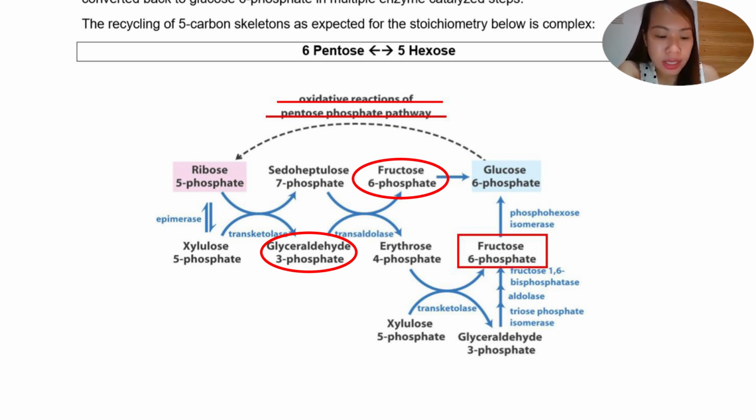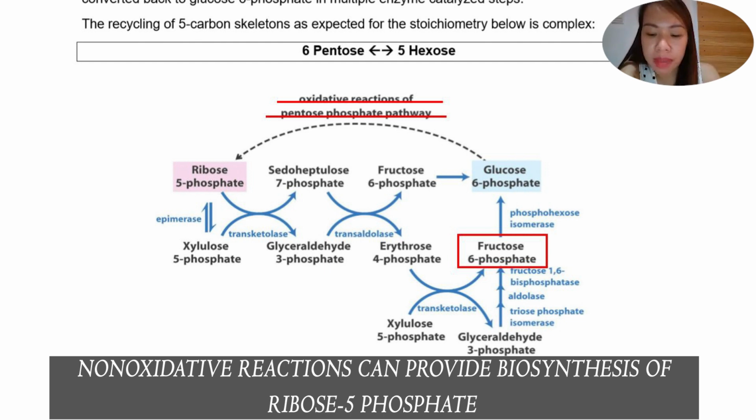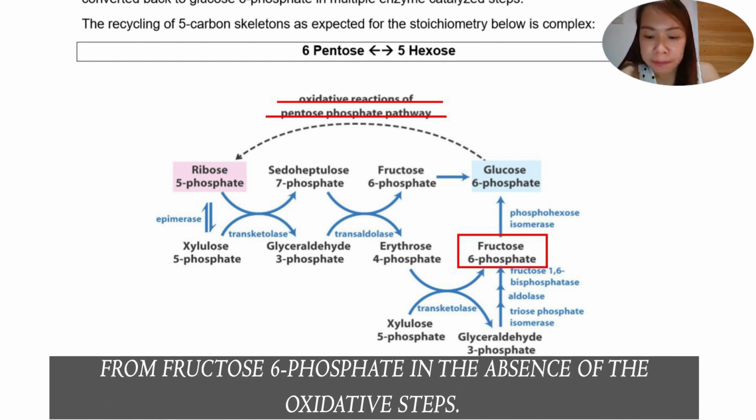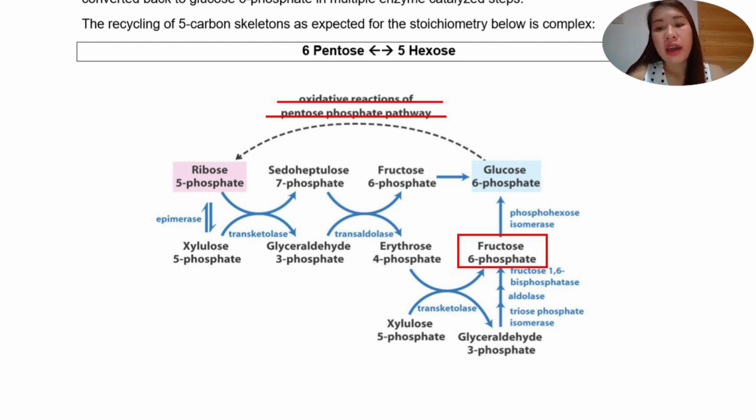Okay, so in the next slide, we see here, on the other hand, for example, class, if the condition demands pentoses for incorporation into nucleotides and nucleic acids greater than the need for NADPH, we have here the fructose 6-phosphate. So non-oxidative reactions can provide biosynthesis of ribose 5-phosphate from fructose 6-phosphate in the absence of oxidative steps. So this is just an emphasis that it could also be through fructose 6-phosphate. So even if the oxidative reaction is irreversible, we have the non-oxidative reaction, class, that converts ribose 5-phosphate back to glucose 6-phosphate if there is a need for more NADPH.